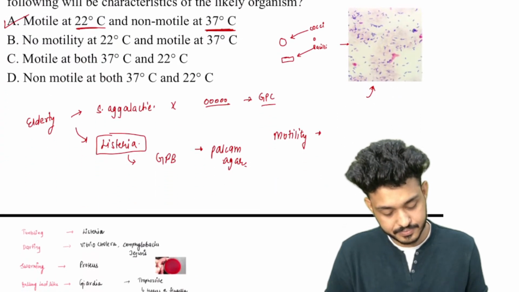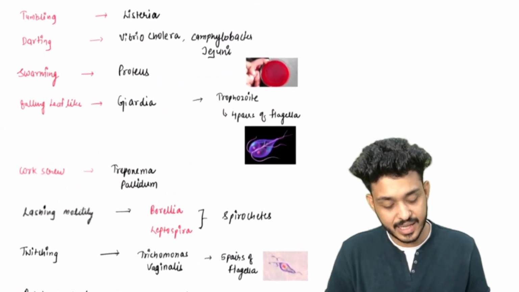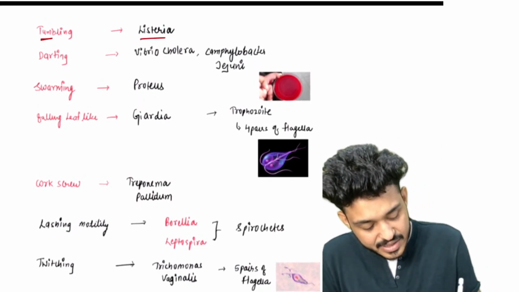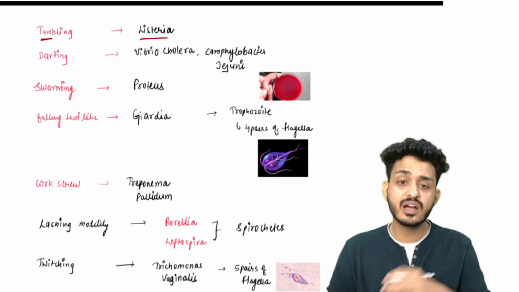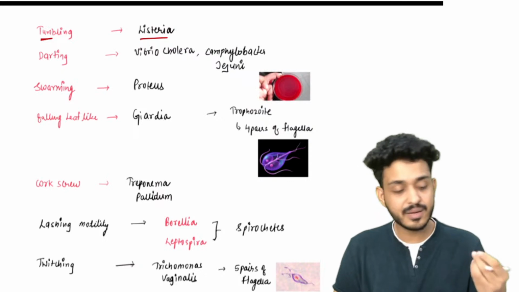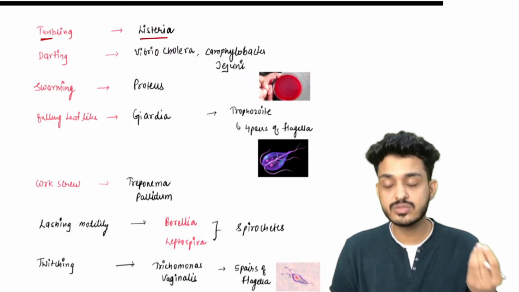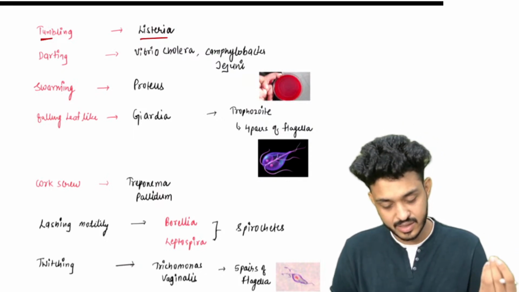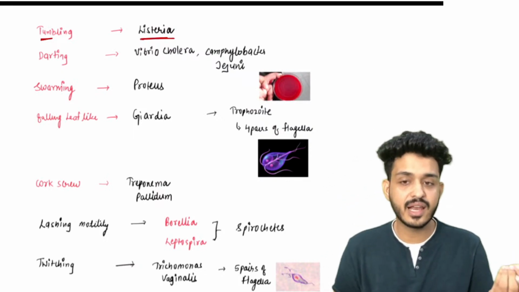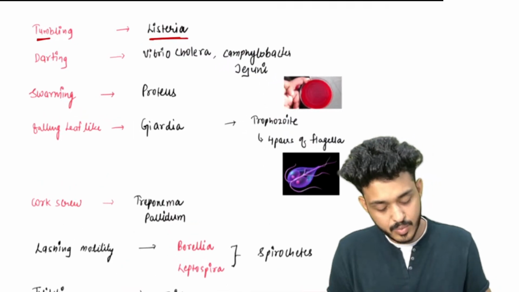Now let's see what are the different types of motility we are having. So first one, tumbling motility is seen with Listeria. Just remember, Listeria, the motility will be tumbling. What does tumbling mean? Who tumbles? Those people who are drunkards will be doing tumbling. Just remember, Listeria is just like alcohol, so Listeria will be showing tumbling motility.